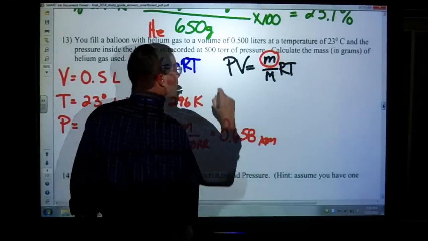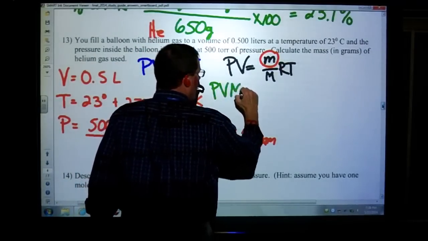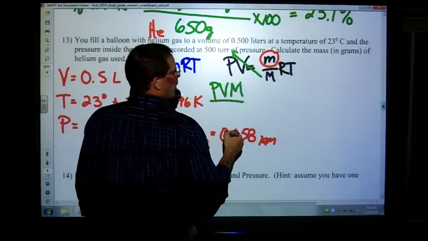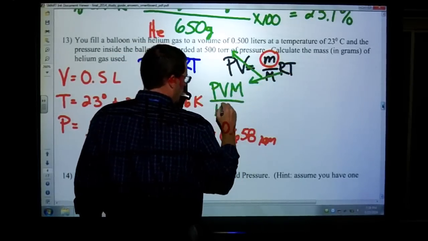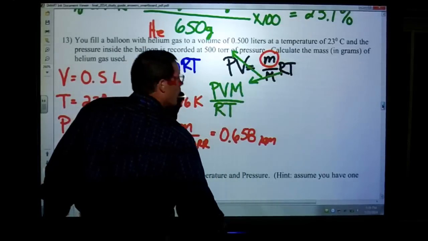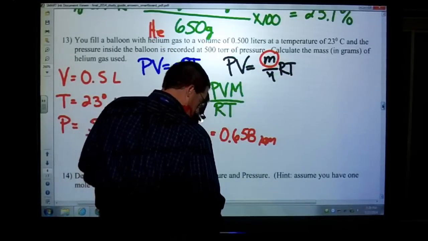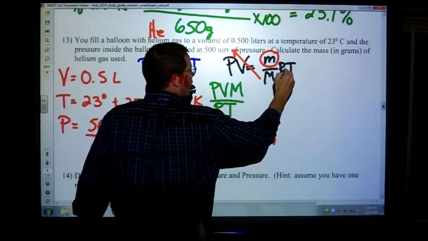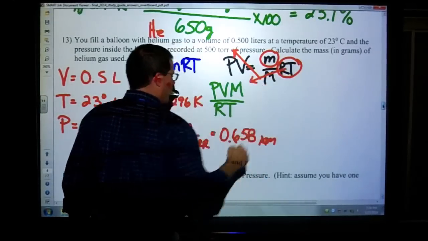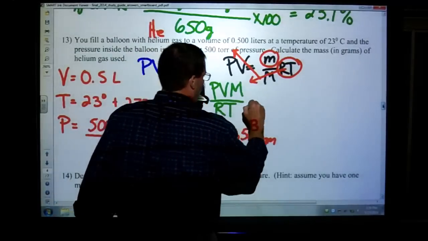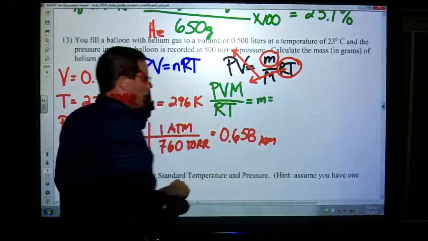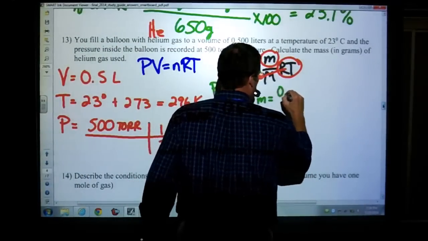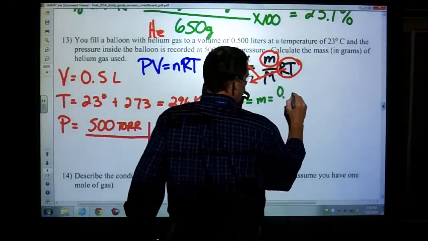So let me do that. PVM, and what I did was I multiplied the M on top, and now I'm going to divide the RT on the bottom. So M gets multiplied, RT gets divided. Okay. And this all equals little m. I hope I can fit all that on there. So my pressure is 0.658 atmospheres.